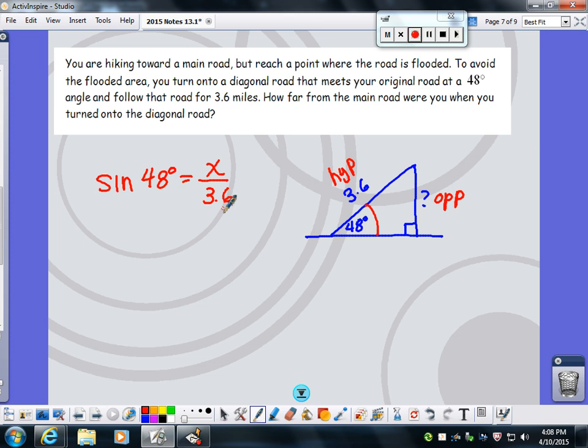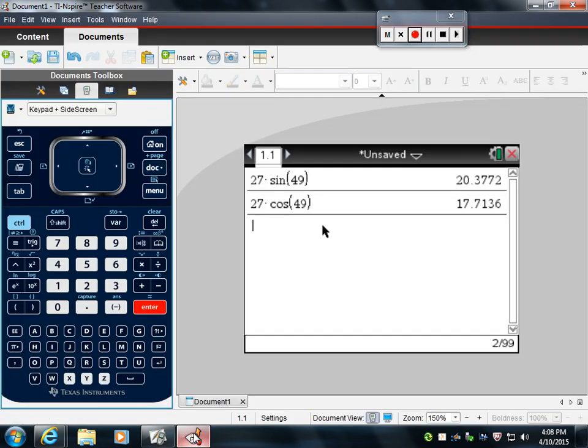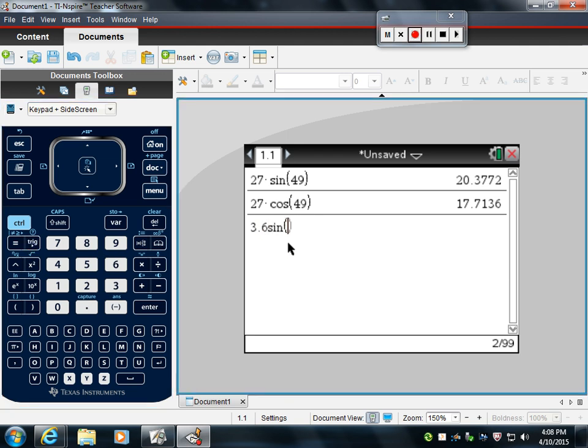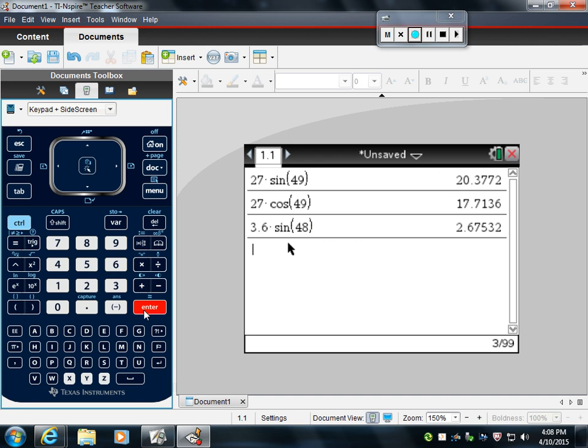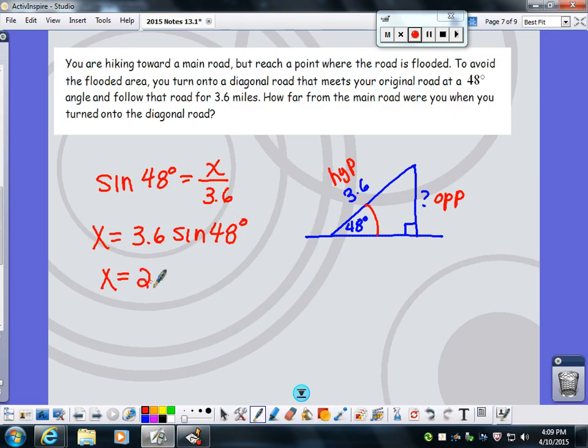All right, here again, we need to solve for x. So we're going to cross multiply and put that into our calculator. So 3.6 sine of 48, and hit enter. All right, and it's rounded to the nearest tenth. So 2.7. And make sure you put your units, so 2.7 miles.